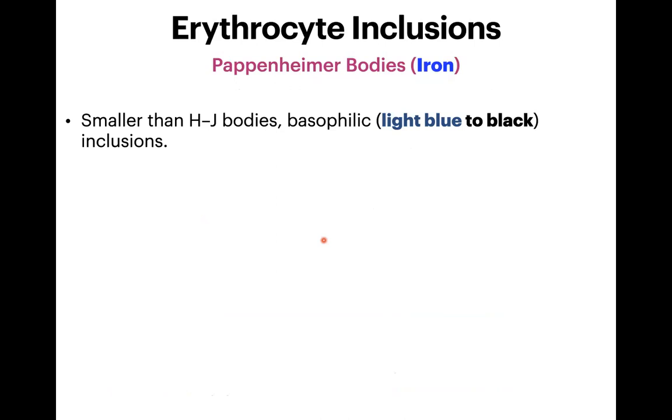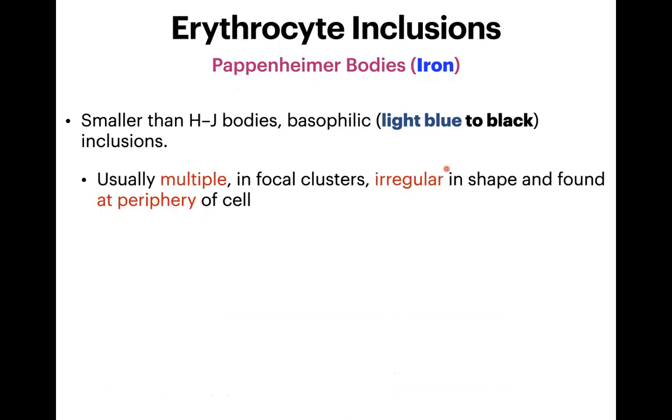Howell-Jolly bodies look similar to the nucleus, with the purple stain. These Pappenheimer bodies instead appear from light blue to black in color. They're usually multiple. Howell-Jolly bodies are usually single or maybe two, but in case of Pappenheimer bodies, multiple and irregular shapes are there.